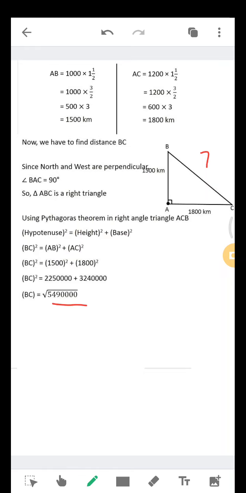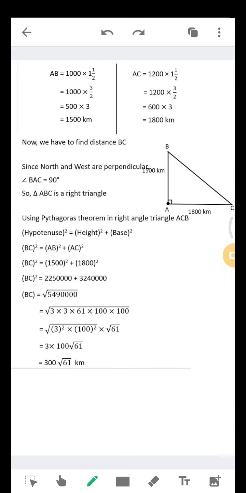54,90,000 under root. We can't leave it in roots, distance cannot be in roots, so we'll simplify that root value. I hope you remember in Heron's formula I showed you the method of finding the root easily. So you can find the prime factors of 54,90,000 and split them in this way to get 300 root 61 kilometers.